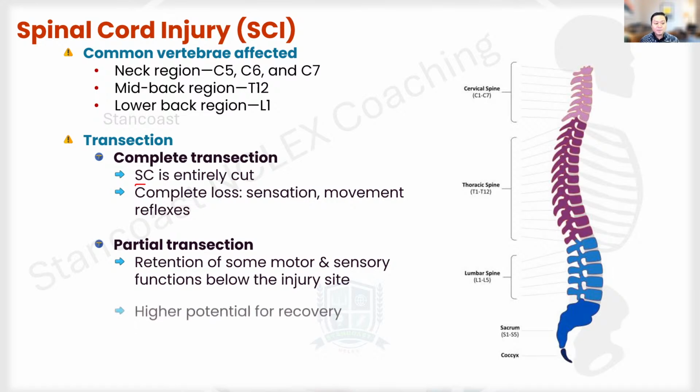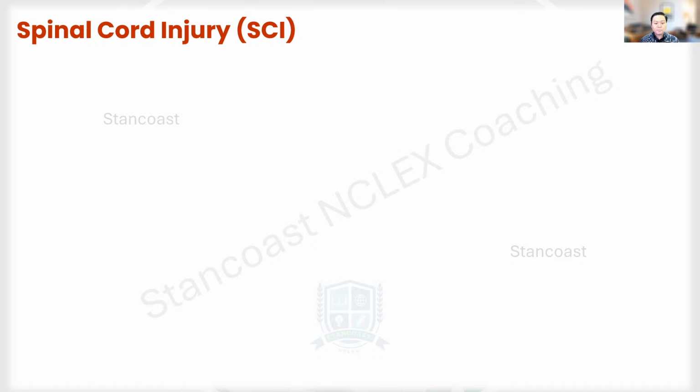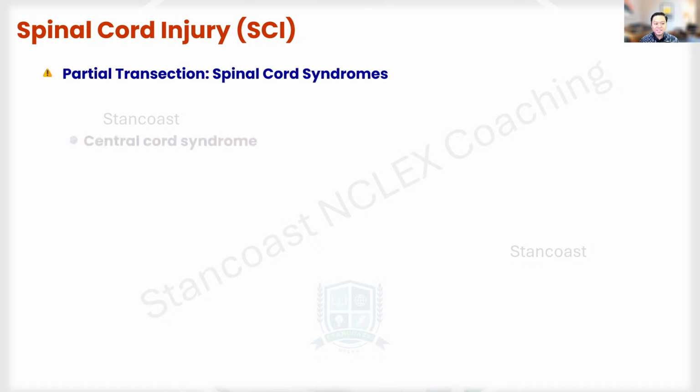Now, let's talk about the different areas, and we have the different spinal cord syndromes, and we are referring this to the partial type of damage. Okay, this time we're going to talk more about the partial transection, and there are 6 of them. Let's have the central cord syndrome. So what is this basically? Well, this is a condition wherein the patient has an injury to the central point of the spinal cord.